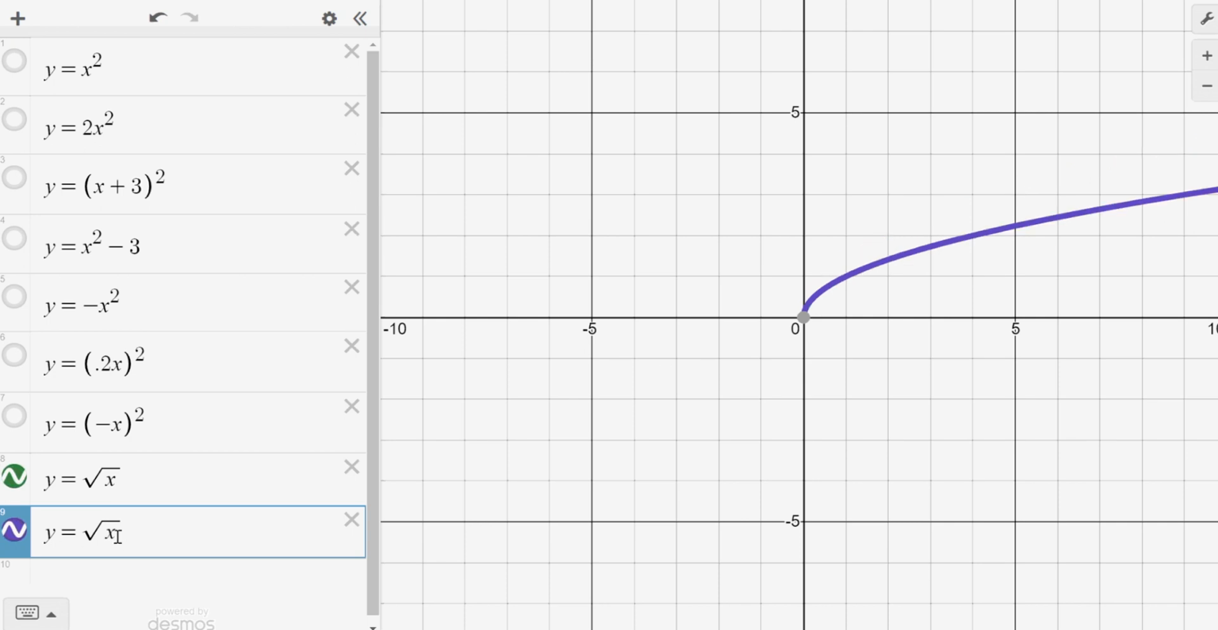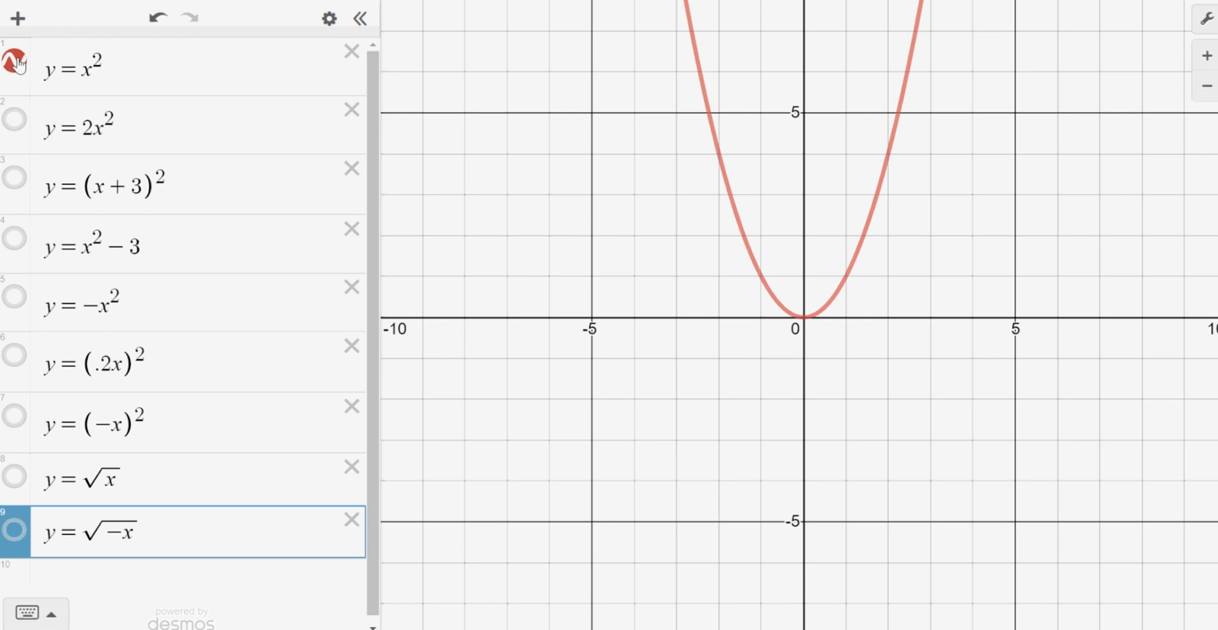Now the other transformation we looked at was negative. We said if it's negative on the outside, it's a flip over the x-axis, or a reflection over the x-axis. And that's pretty obvious there. And if it's negative on the inside of the function, then that is a reflection over the y-axis. Since this one's not symmetric, you can kind of see what those are.